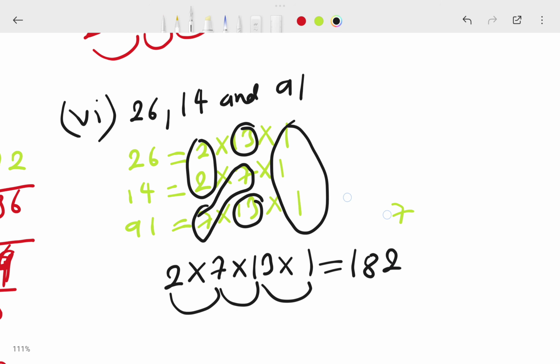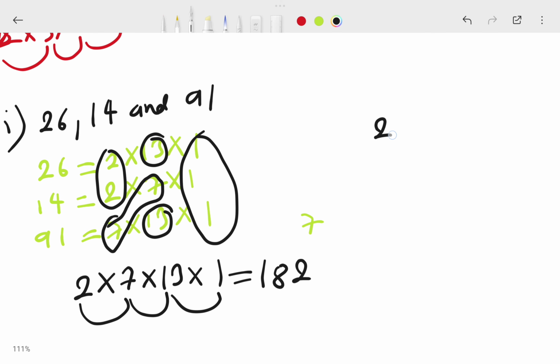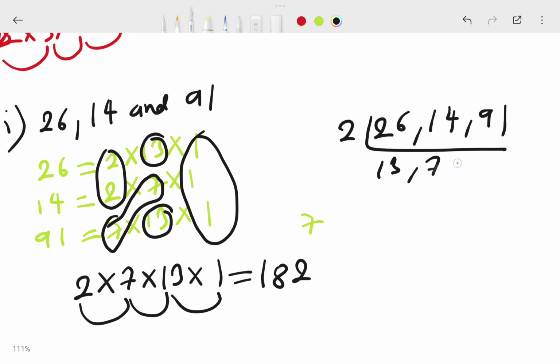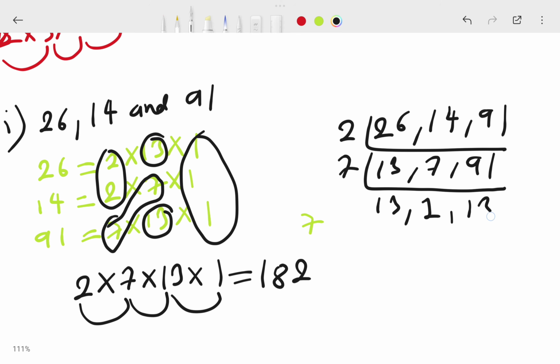Okay, is it clear? Right, so if you have a doubt, then you can do it like that also, like 26 is there, 14 is there, 91 is there. So let's do with the 2. In the 2 table we can do 2 ones are 2, 2 13s are 26, this is going to be 7 times, and 91 is not divisible, so we'll leave it like this. Now we are going to do with the 7 table. In the 7 table 13 is not there, 1 is there, and in the 7 table 91 is there, into 13 times.